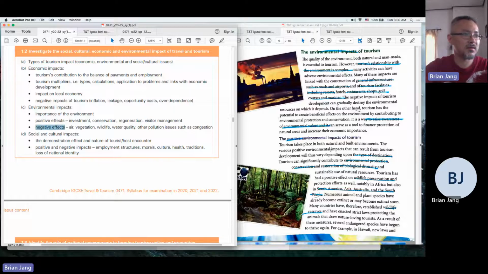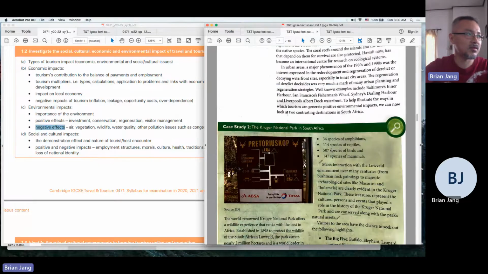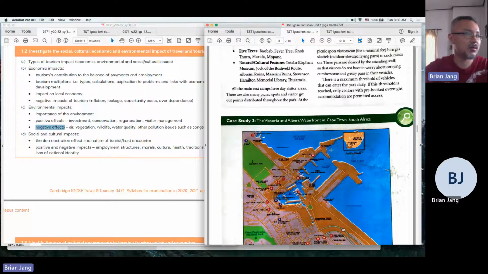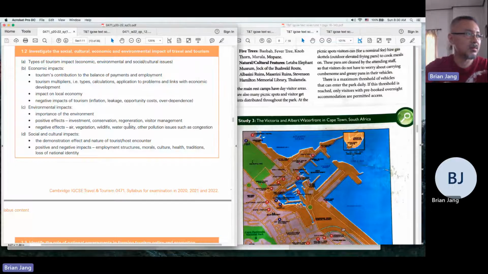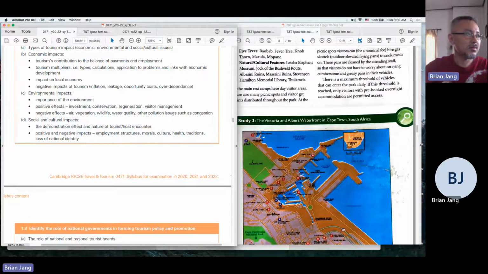And then you have the negative effects. Obviously, you have the different types of pollution. Consider the wildlife, consider water, vegetation, air, all these other things. Okay. Political pollution issues such as congestion.